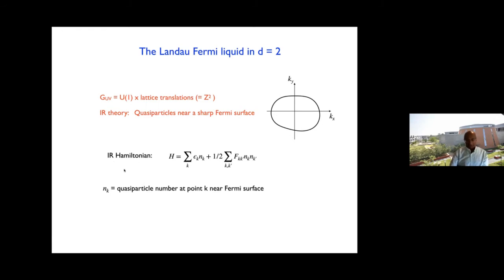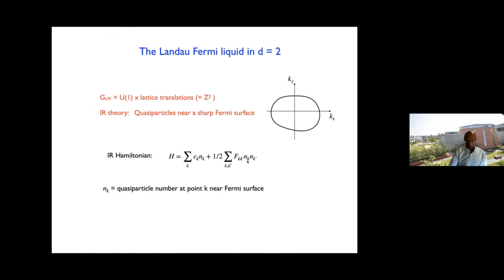So there's a famous IR Hamiltonian for Fermi liquid theory that Landau wrote down. The Hamiltonian simply says that there's a one particle energy associated with, so N_k is the quasi-particle number at point k of the Fermi surface. There's a one particle energy, and there's some two particle forward interactions which don't scatter the quasi-particles. These are what's known as forward scattering interactions, but they merely change their energies in the presence of other quasi-particles. So this is the Hamiltonian that Landau wrote down for the Fermi liquid.